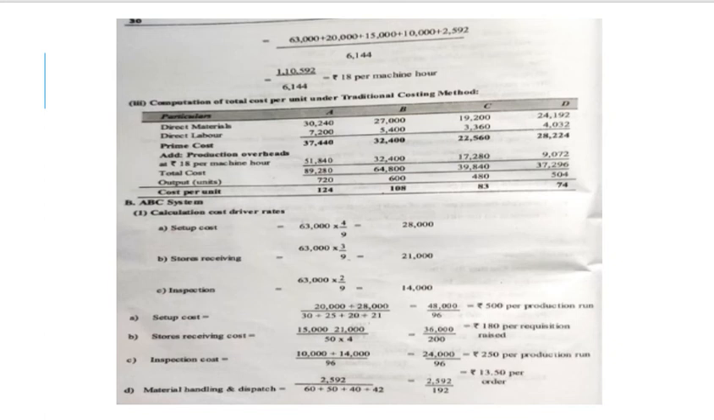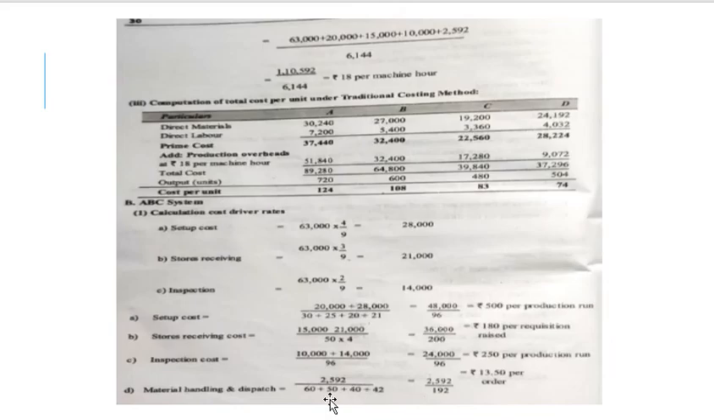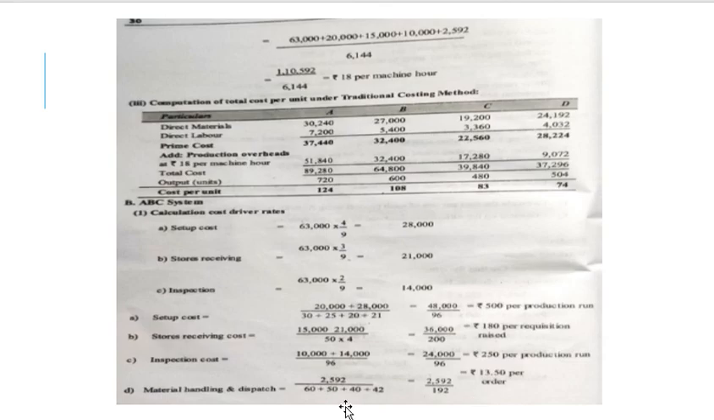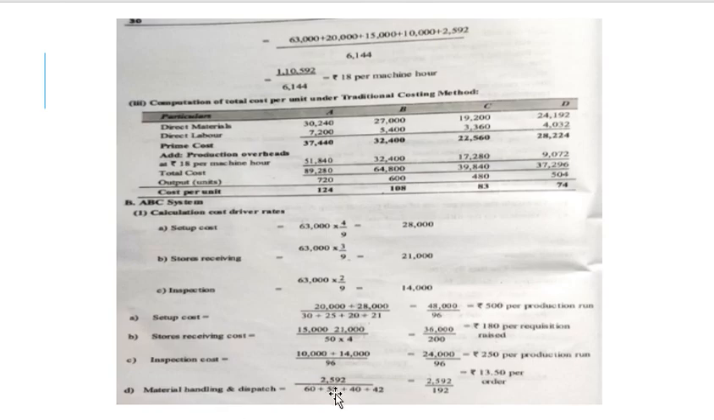Then for product B, the units are 600. In one batch, 12 units are delivered, so 600 divided by 12 gives you 50. Next, for C, it is 480, and 480 divided by 12 gives you 40. Next, for D, 504 divided by 12 gives you 42. So this is your total batch. When you add up 60 plus 50 plus 40 plus 42, you will have your total orders executed.